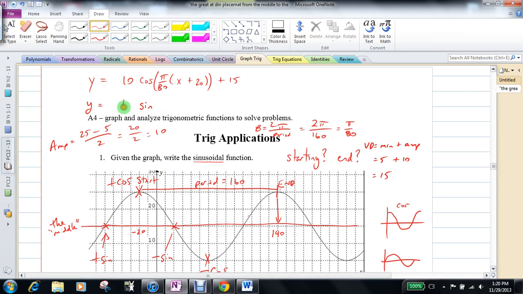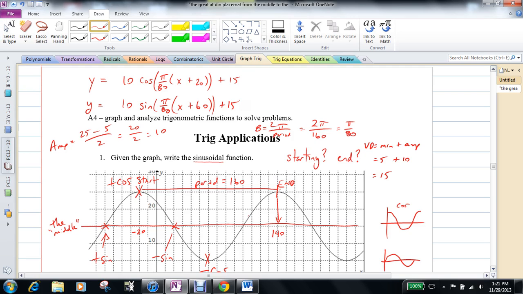The amplitude is still the same value. The period is still the same 160. Therefore, the B value is still the same value, pi over 80. My movement left or right is different, though, because now I'm starting from this point, not this point. So my starting location has been moved left 30, 40, 50, 60. In order to move left 60, I need a plus 60. And my vertical displacement has not changed at all because it's still the middle of the graph. The middle of the graph is still 15 units above where we started.